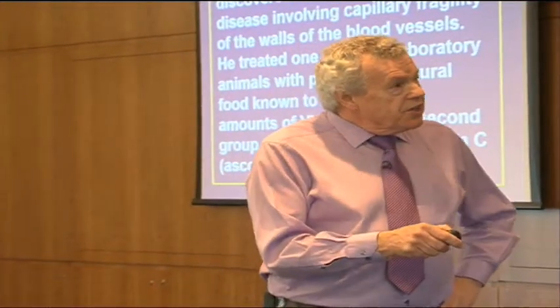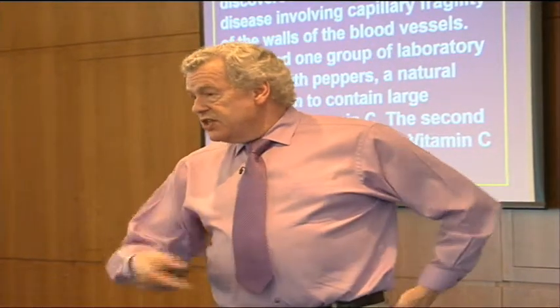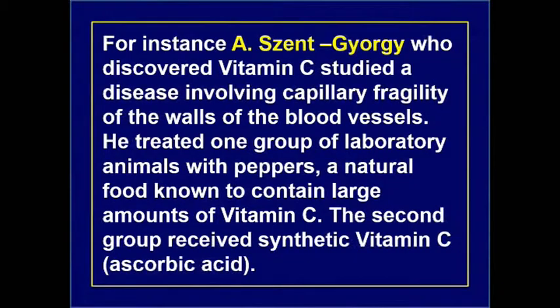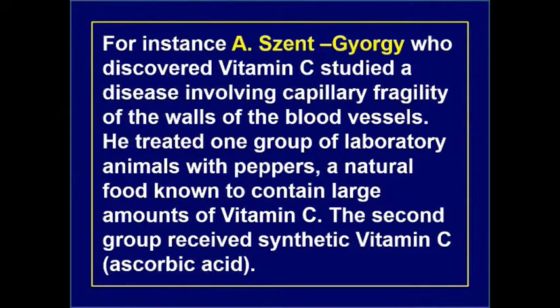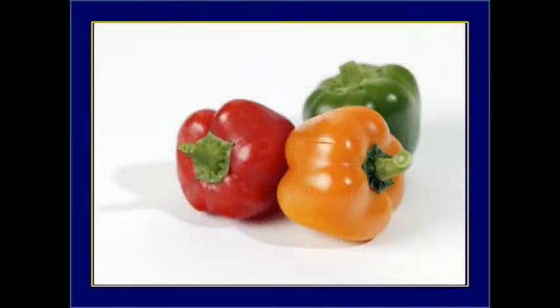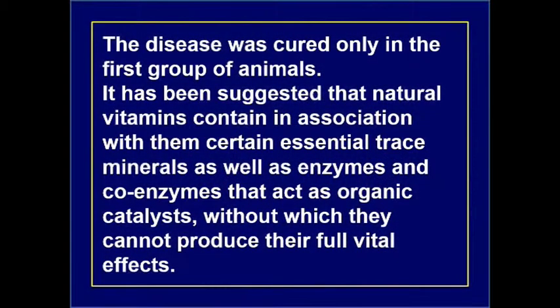So, for instance, Szent-Györgyi, who was the person who discovered vitamin C back in the 20s, studied a disease involving capillary fragility of the walls of blood vessels. He treated one group of laboratory animals with peppers, a natural food known to contain large amounts of vitamin C. The second group received synthetic vitamin C, i.e. ascorbic acid. So peppers of all forms are rich sources of vitamin C. The disease was cured only in the first group of animals who took the food extract.